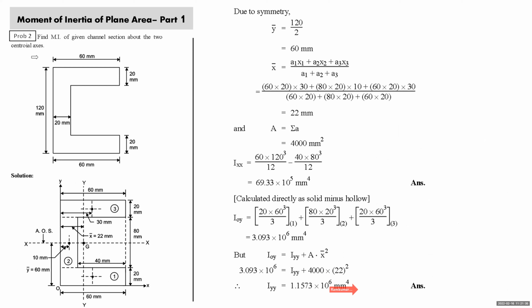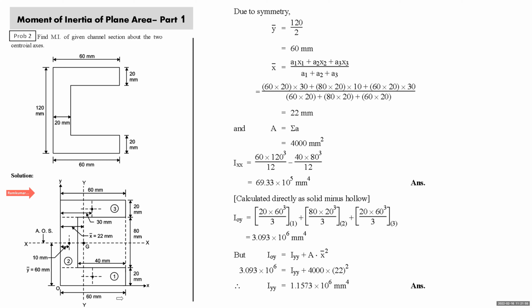Okay. Now we take another problem. Find moment of inertia of the given channel. C-shaped section is called a channel. Find it along the two central axes. Again, he is asking the moment of inertia of this C-shaped or channel section about two central axes. So what will be my first job? Draw the diagram, mark the two central axes.